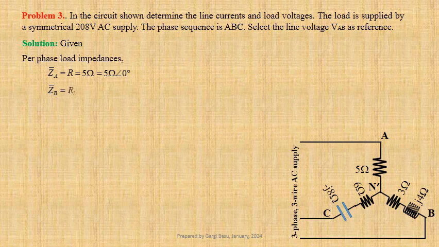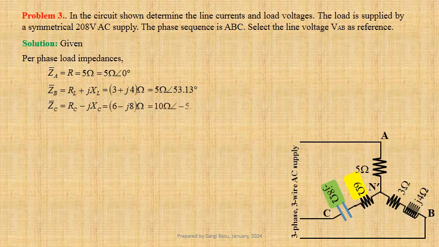ZB equals RL plus j times XL, that is equal to 3 plus j times 4 ohm. In polar form, this may be written as 5 ohm at an angle 53.13 degree. And ZC equals RC minus j times XC, that is equal to 6 minus j times 8 ohm. In polar form, this may be written as 10 ohm at an angle minus 53.13 degree.